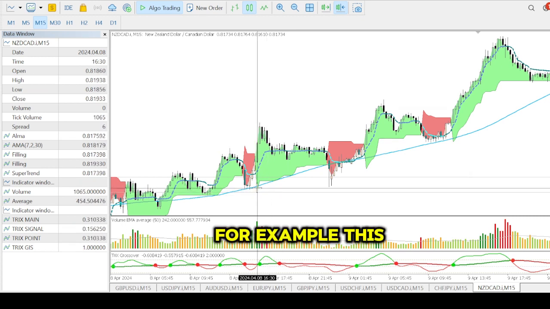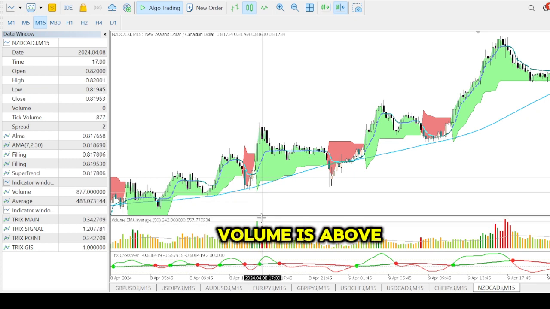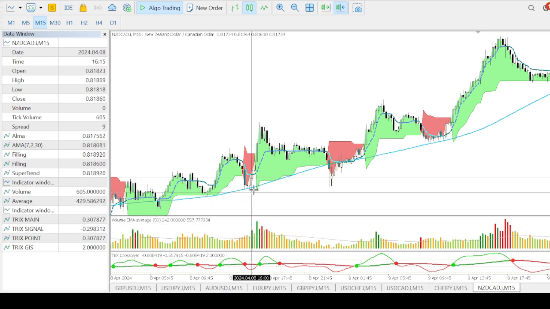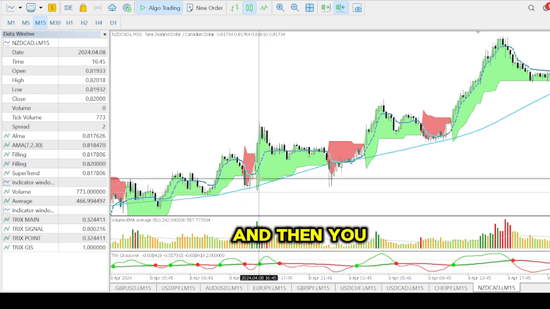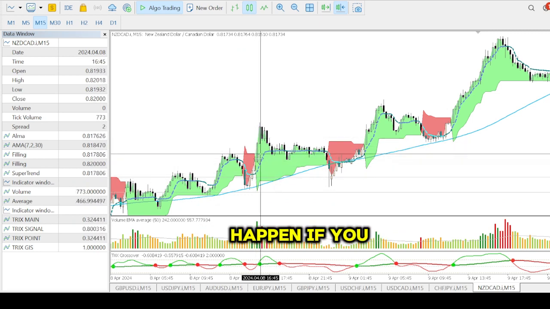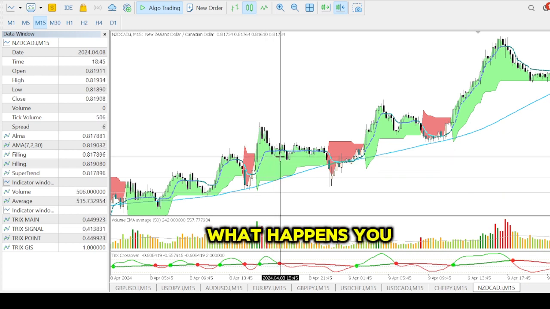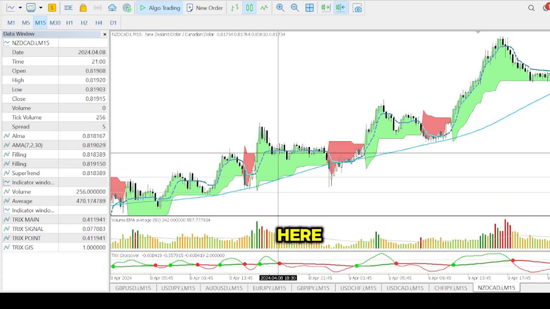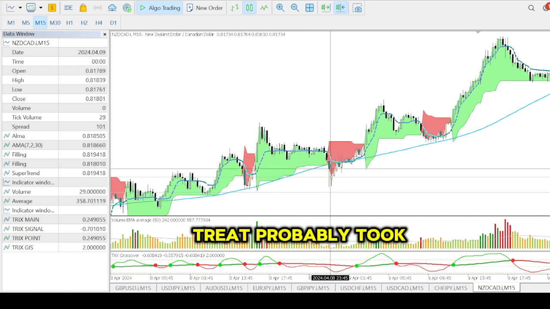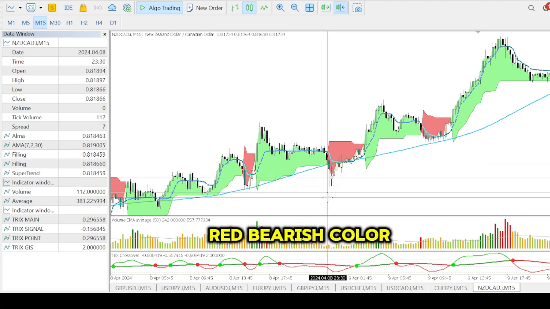For example, this trade right here, everything was good. The volume says go. Look at the volume. It's above the EMA price, right? The volume said go, and then you can see price just went sideways for days. Now, what would have happened if you were in this trade? You would take the trade, and once you got this red, you get out of this trade right here. What later happened? The trade probably took your stop loss with this big black bearish candle.